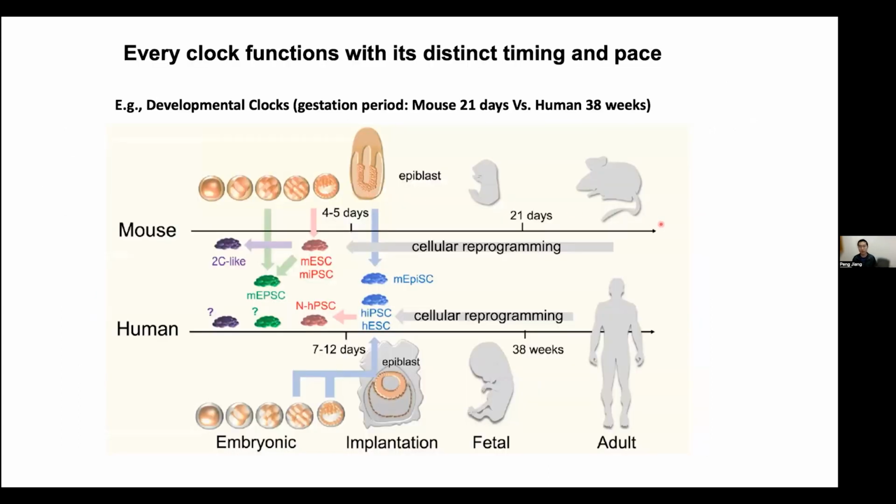Every clock functions with its own distinct timing and pace. Let's say, for example, for the development clock, the gestation period for the mouse is significantly shorter than human. The mouse will take only 21 days for the gestation period, but human, we know, will have 38 weeks. So there is a dramatic difference in the timing. Basically, every clock functions with a distinct timing and pace. The pace is completely different.